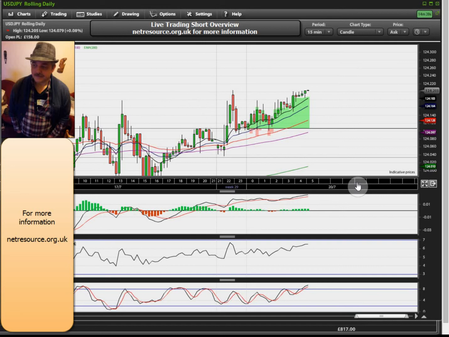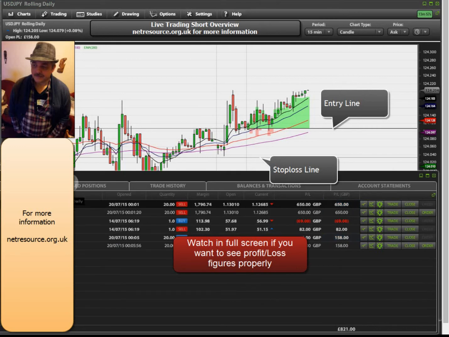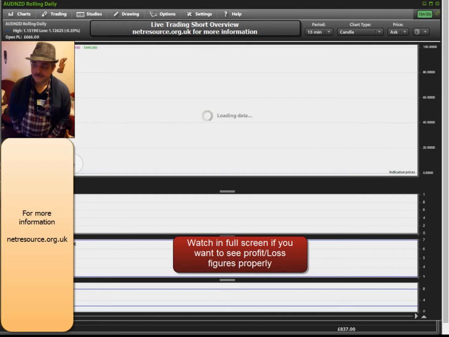You can see I actually placed this trade last night at 12:05, a little bit past midnight. It's already £158 in profit. I think at the moment I'm close to, there is 700 now, £800 in profit since midnight last night. And it's around about 5 o'clock in the morning now, so it's even before breakfast. You can see how you can make money on the markets. You can see where the entry is, where the line is, and the stop is below.